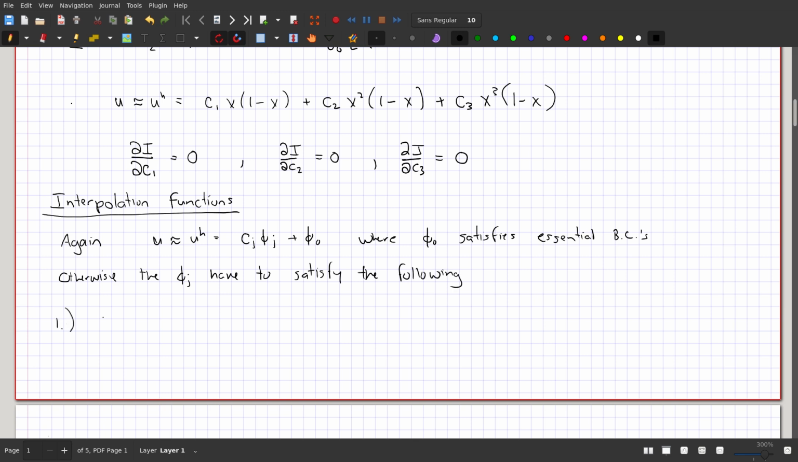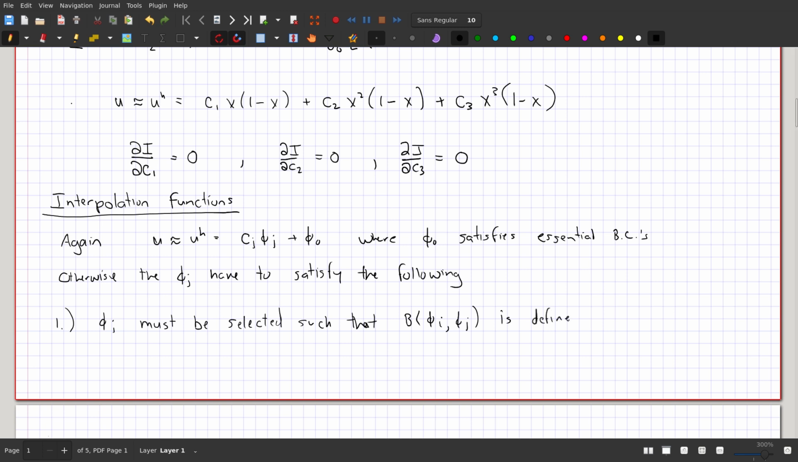One, phi j must be selected such that B(phi i, phi j) is defined and non-zero. That is, they must have the proper continuity.